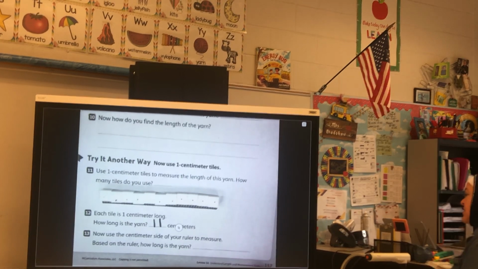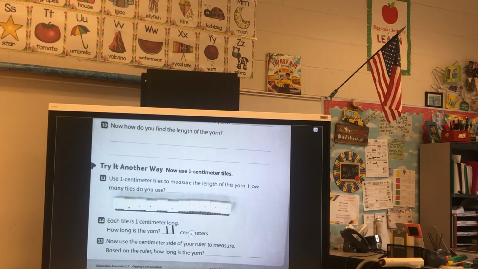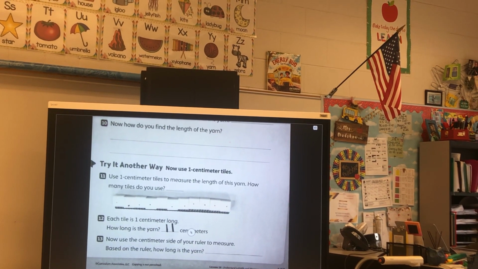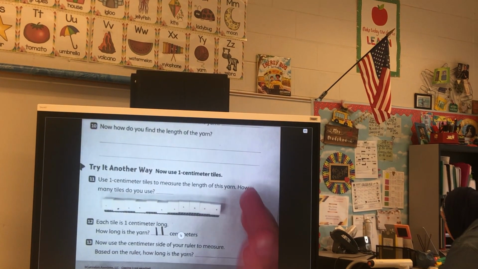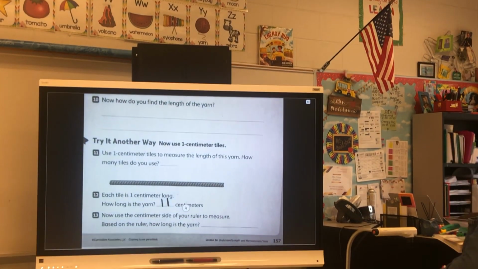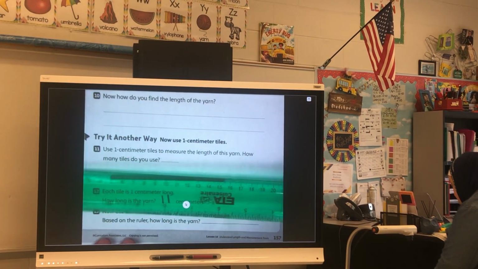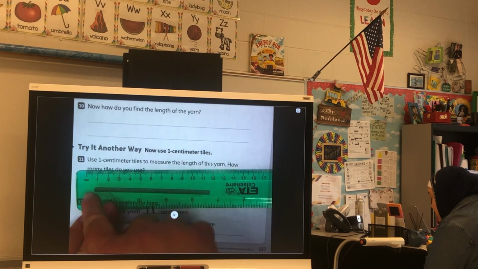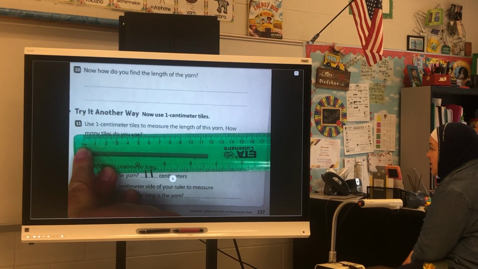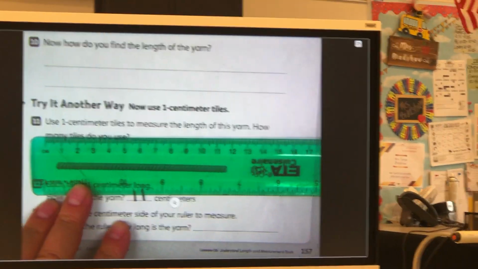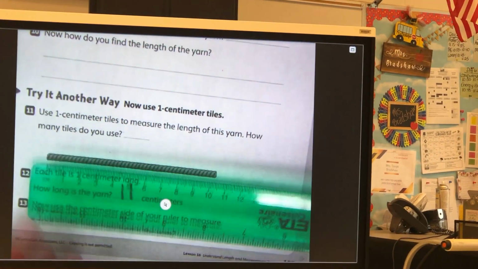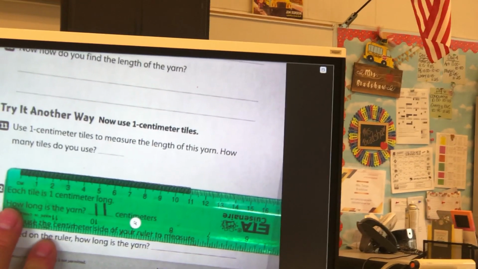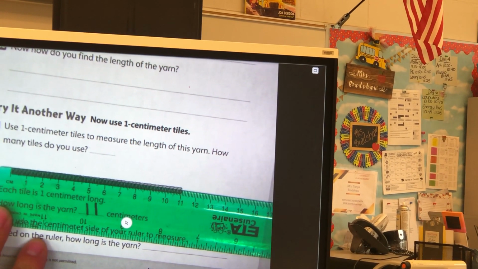Now we're going to do just like we did with the inches. It says now use the centimeter side of your ruler to measure. Based on the ruler, how long is your yarn? So I'm going to move these out of the way. We're going to get our ruler out again and make sure when you're going to measure that you see, when it asks you to do it in centimeters, you look for that cm, and that'll tell you that you're using centimeters to measure. Okay? And remember, we should line up. This one doesn't have a 0, but it's right here under centimeters. We should line it up there.